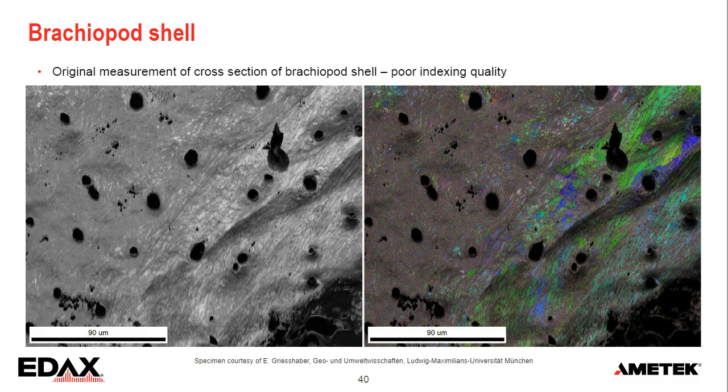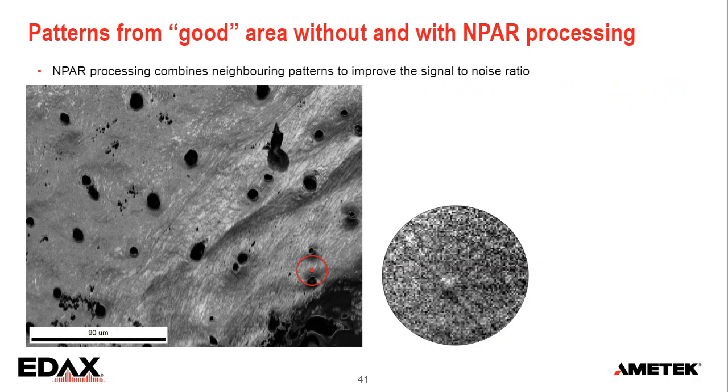In the top left, there's nothing there. We could not go to higher currents. We could not wait longer because it would just disintegrate the material. So what we can do then is we can collect the map, store all the patterns, and use a tool that we call NPAR, Neighbor Pattern Averaging and Reindexing.